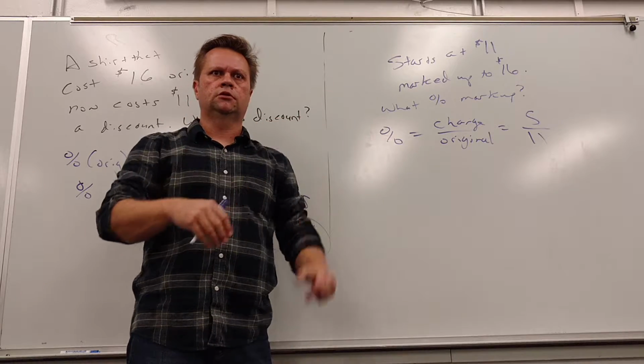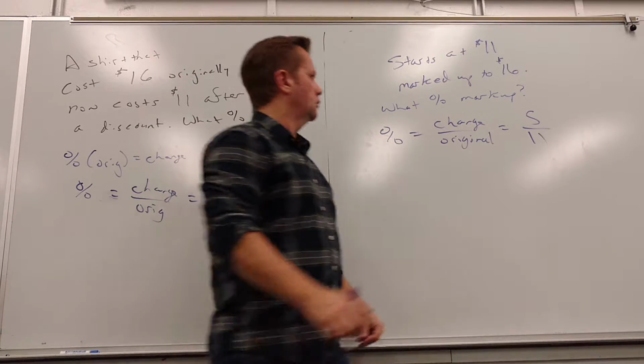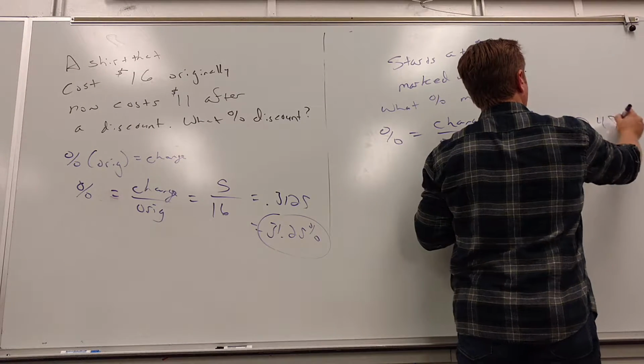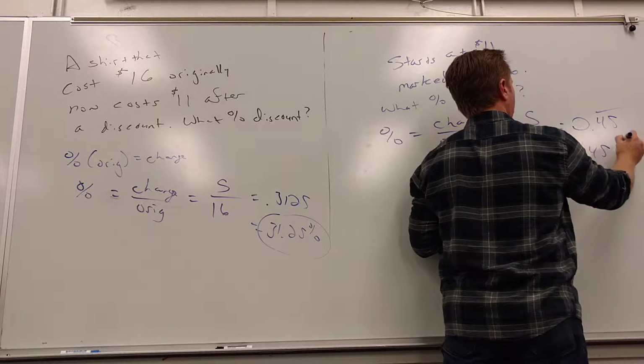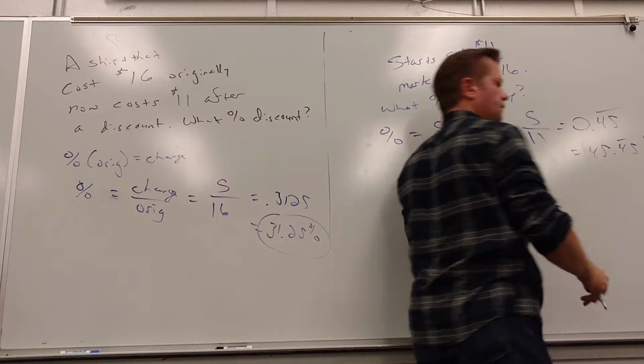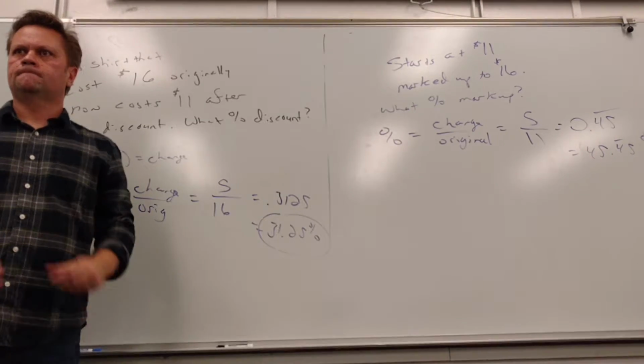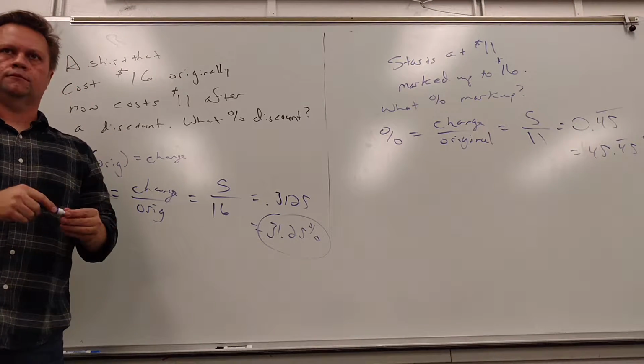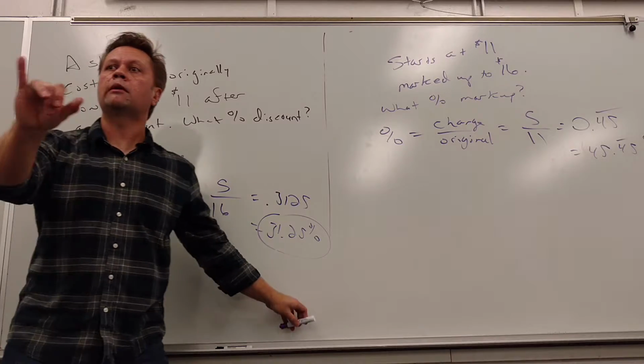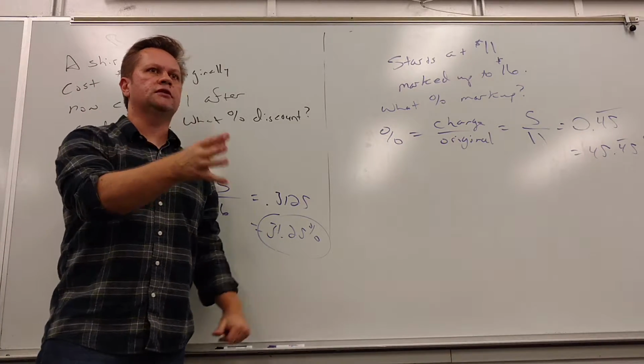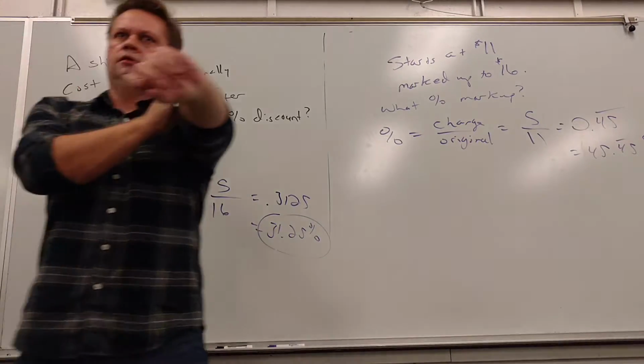0.4 something. 0.45 forever, which is 45.45 forever percent. So that's the weird thing about percentages. 10% does not equal 10%. What do I mean? Stay with me for a second.